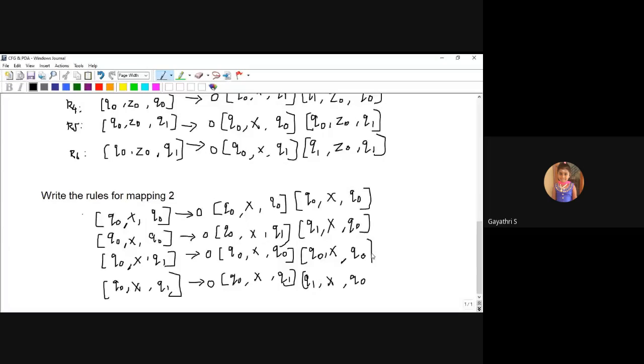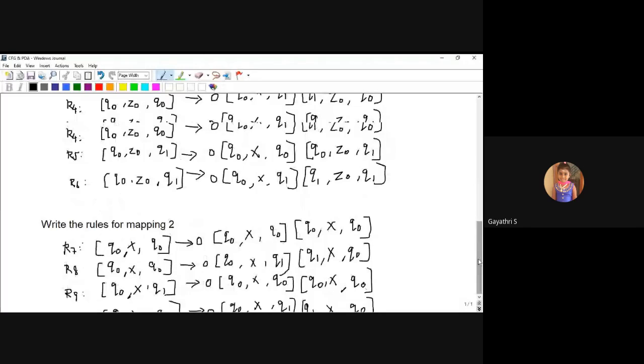Okay, so almost 4 rules for mapping number 2, which is over. Here I have to write this is rule number 7, then rule number 8, then rule number 9, rule number 10. Okay, so rule for mapping 2, which is over.